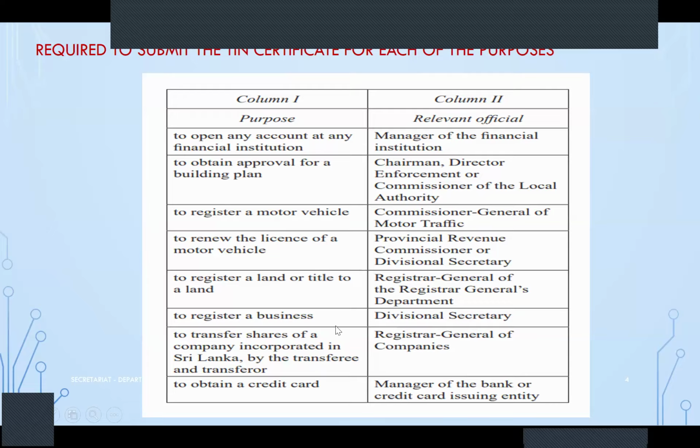To register a business, or to transfer shares of a company incorporated in Sri Lanka by the transferee and transferor. So if you want to transfer shares, the transferor and transferee should obtain a TIN. To obtain a credit card, then also you should have a TIN number.